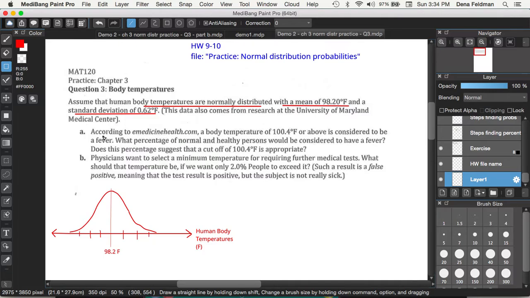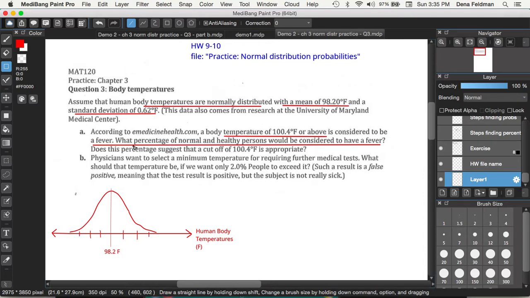I'm curious to know, for example, I work for emedicinehealth.com, and according to them, a temperature of 100.4 degrees Fahrenheit or above is considered a fever. And what percentage of normal healthy people would be considered to have a fever with this criteria? I guess that's a question we'd be interested to know. They ask another part to this question, but let's just start with this.